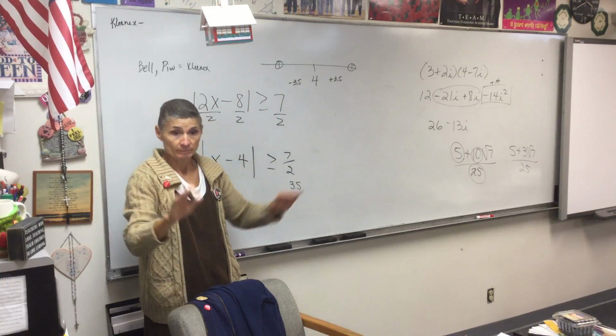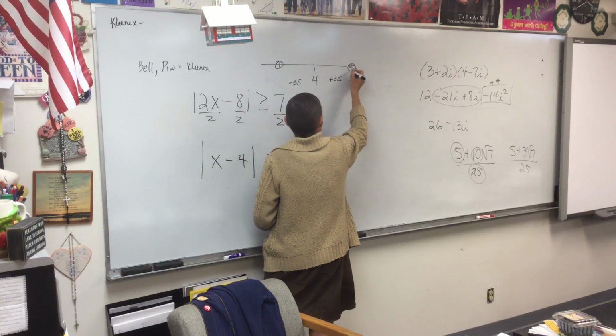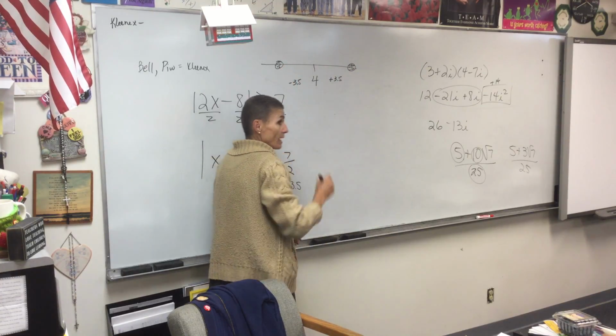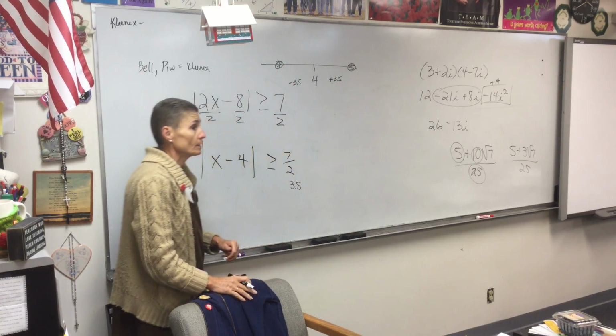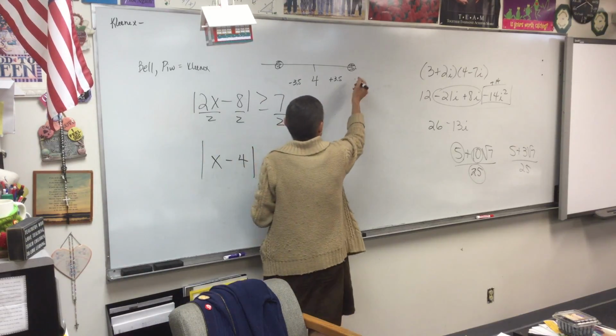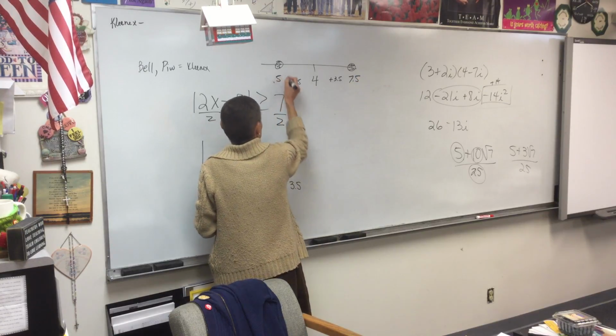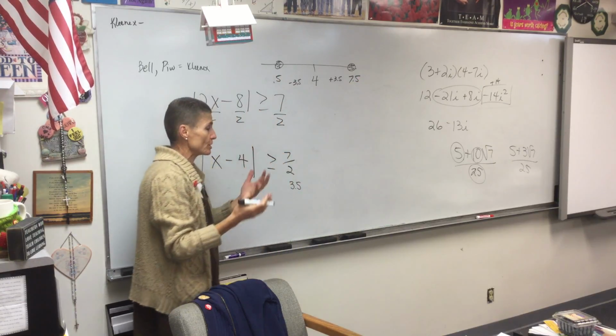Right? Wouldn't the dots be closed? The dots are going to be closed in this problem. Chris is right. Would you agree? Yes. All right, so what are these boundaries? What are these dots? 7.5 and 0.5. And I'm using decimals. Feel free to use fractions.